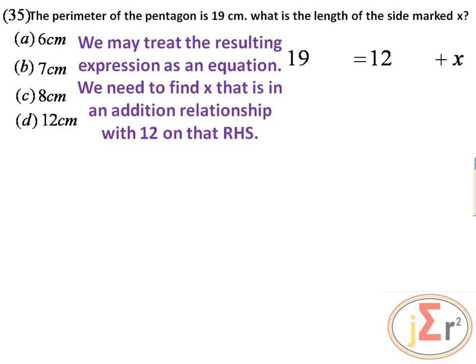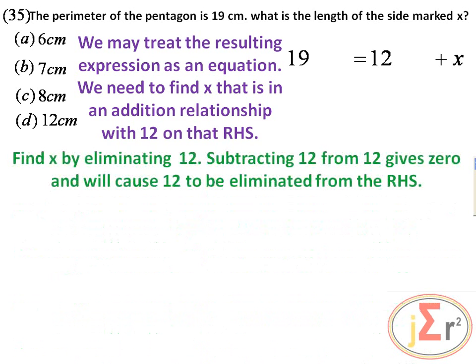So if we can manipulate the situation that we have there in order that we may eliminate the 12 from that same side that we have the x, then x is what we have left on that side, and what we have on the other side will be what x is equal to. So our goal is to eliminate that 12 from the right hand side.